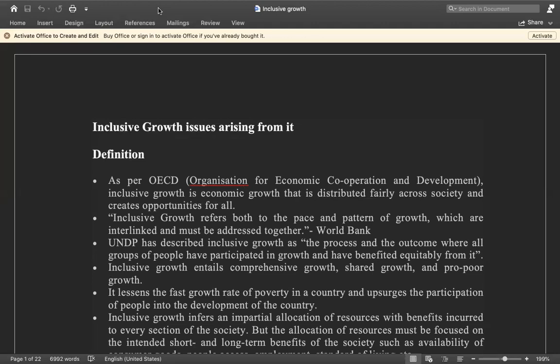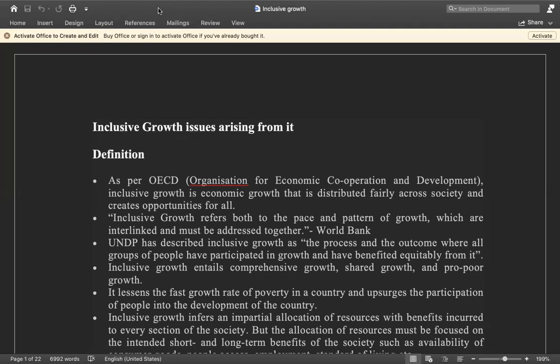One more meaning of inclusive growth is given by the OECD, the Organisation for Economic Cooperation and Development. This is an international organization, and it is working seriously for inclusive growth across the countries, across the globe, across the continents. Next, even the World Bank mentioned that inclusive growth refers to both the pace and pattern of growth. Pace means speed. Pattern means how it includes rich and poor. Not only speed, but coverage is also very important as far as the World Bank is concerned. They are interlinked and must be addressed together. Pace and pattern are to be interlinked, studied fairly and addressed together, which is the aim of the World Bank.